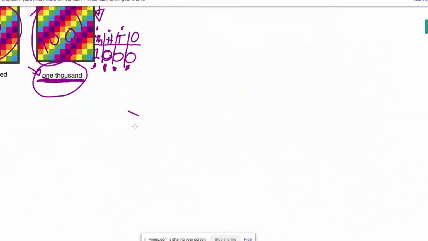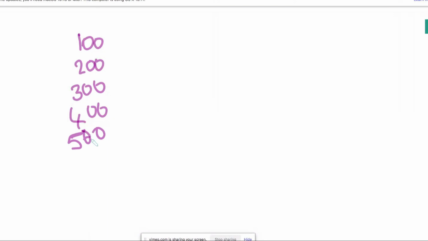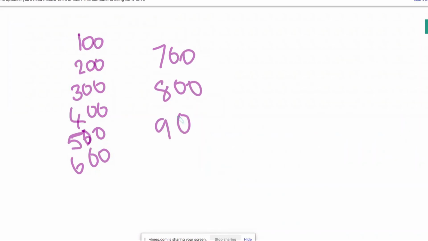Now I'm going to show you something. When we are counting in our hundreds, we go 100, as we know, 200, 300, 400, 500, 600, 700, 800, 900, and then we get to 1000.